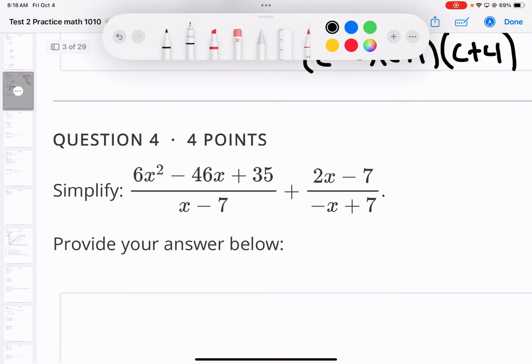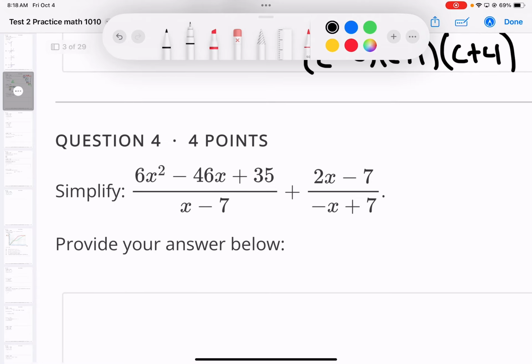It's asking us to simplify. So first thing we need to do is get the denominators to be the same. What would we need to times one of the denominators by to get it to be the same as the other denominator? -1. Which one are we going to times by -1? The x minus 7. Or either. Does it matter? Which one would you want to do? I would do the one on the right personally.